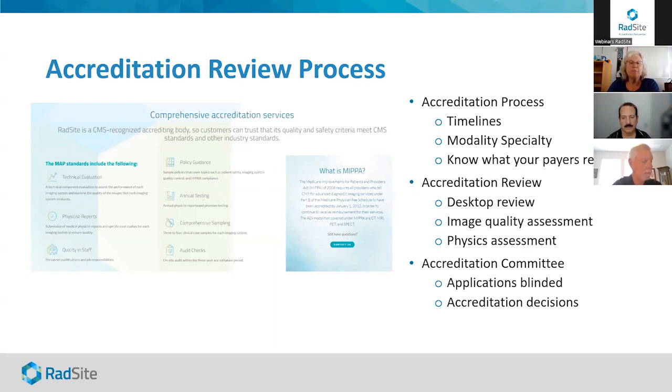Our client services department currently notifies anybody who's accredited with us about 6 months prior to their expiration date that they should be starting a new application for reaccreditation. And I believe if you don't start the application, it will send you a reminder monthly till you do.